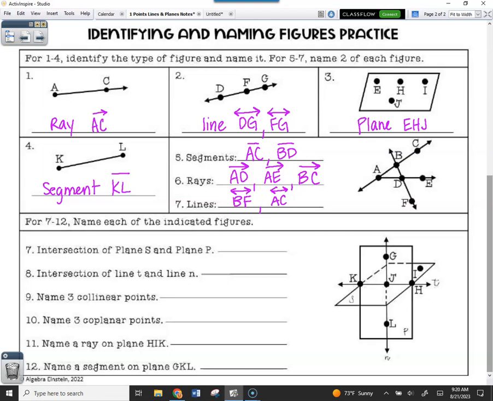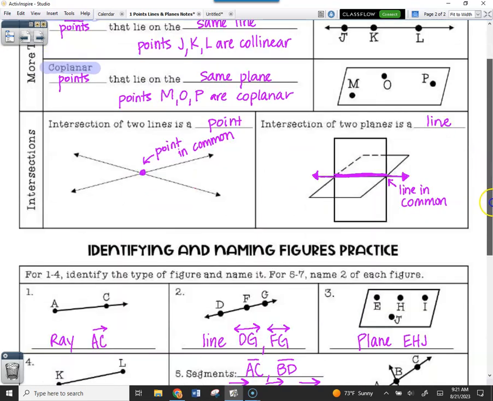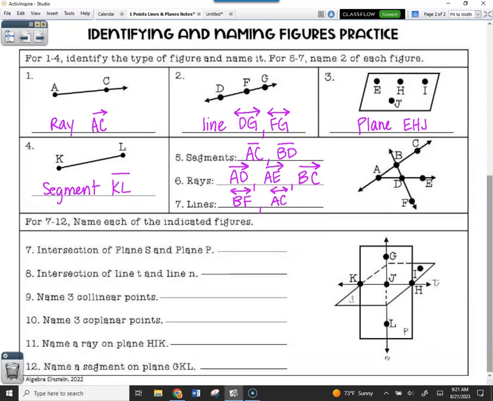All right, intersections of planes S and P. They intersect at what? Well, looking at the top of the paper, we said the intersection of two planes is always a line. So what line do they have in common? Yes, I think it's a T instead of an L. But yes, it would be line T. You could also say line KJ or KH.